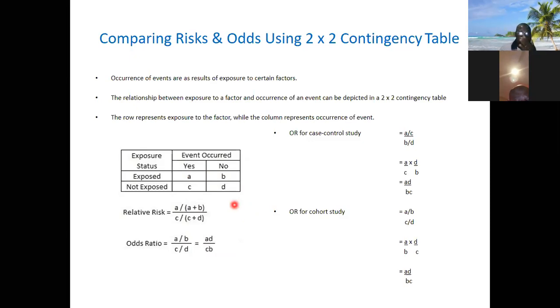So by designation, this gives you 4 cells, 2x2. The exposure is either there or not, so there are 2 categories. The outcome is also either there or not, so there are 2 categories. When you cross tabulate, it gives you 4 options. The person is exposed and has the event. The person is exposed and did not have the event. Or the person was not exposed but had the event, or was not exposed and did not have the event. So it's designated as A, B, C, D.